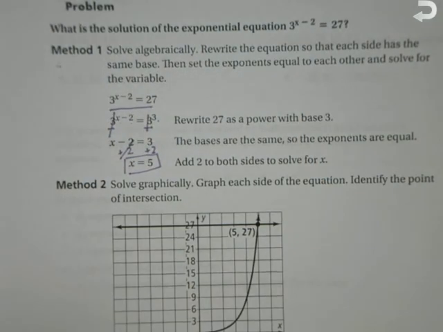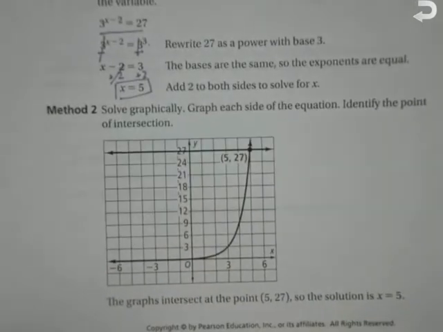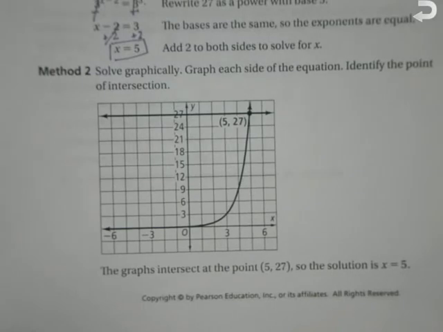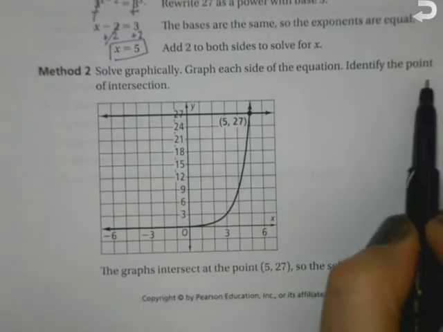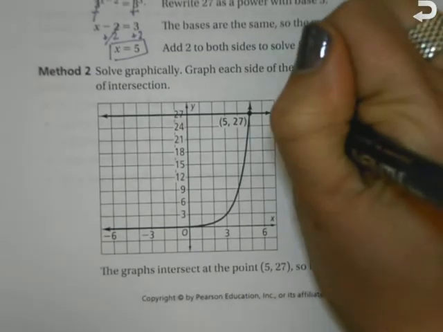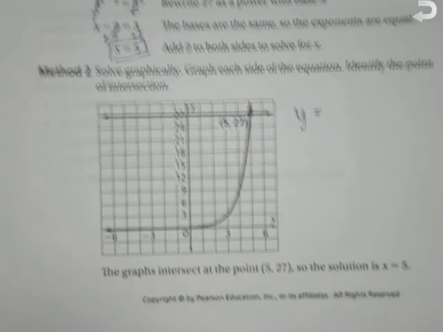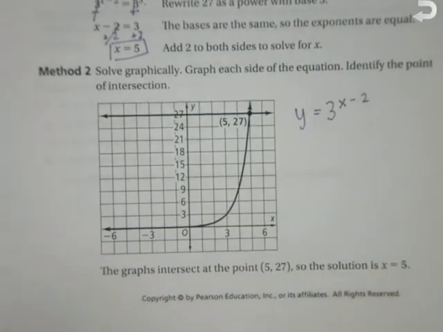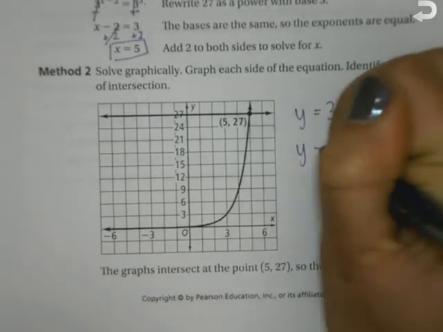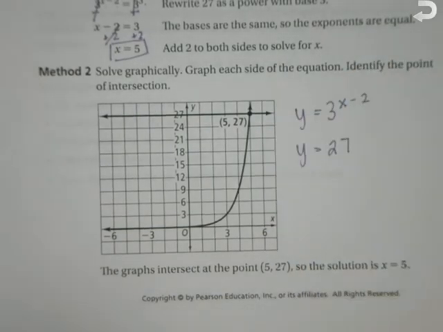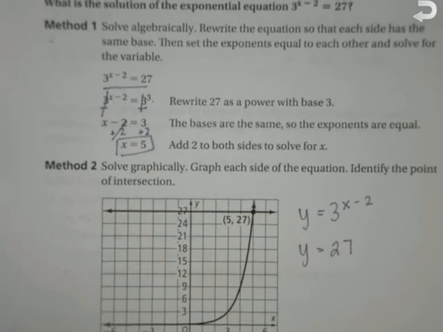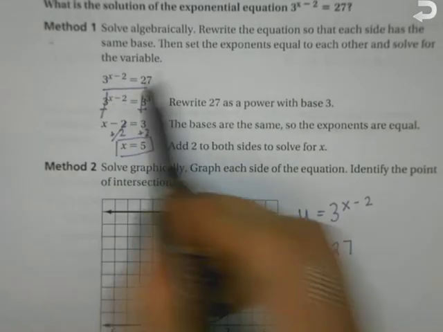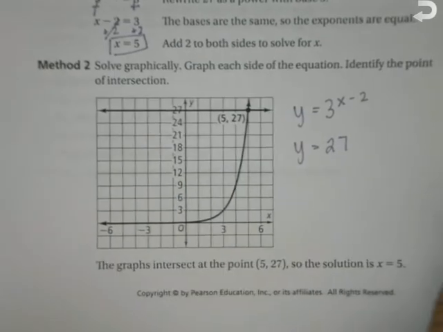Okay, simple? Okay. Second method is to solve by graphing. So to solve by graphing, you need to graph each side of the equation. So we actually have two equations we are going to graph: y equals 3 to the x minus 2, and y equals 27. You take both sides of the equation and set them each equal to y, and we'll graph them separately.